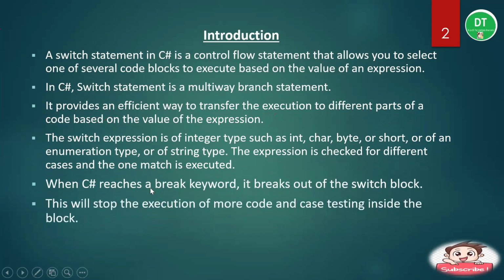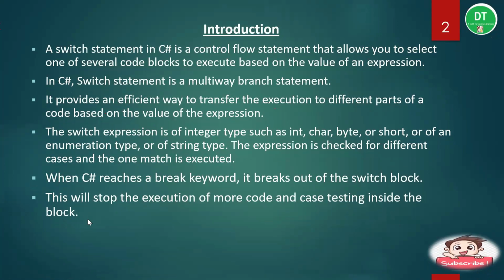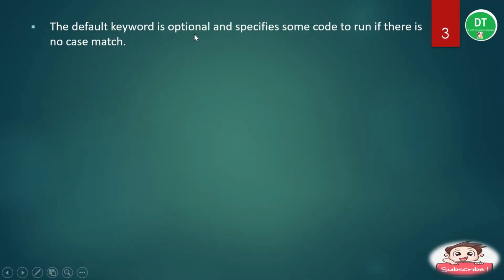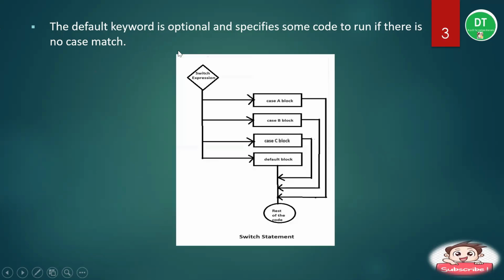When C Sharp reaches a break keyword, it breaks out of the switch block. This will stop the execution of more code and case testing inside the block. The default keyword is optional and specifies some code to run if there is no case match.